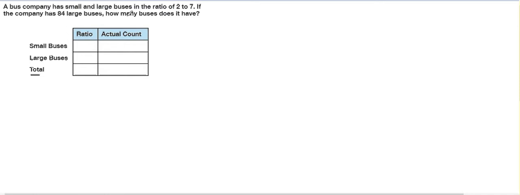Okay, because it said how many buses does it have? How many buses, not just how many small, not how many large, how many total buses. And that's what they want in the end, the actual count of how many buses.